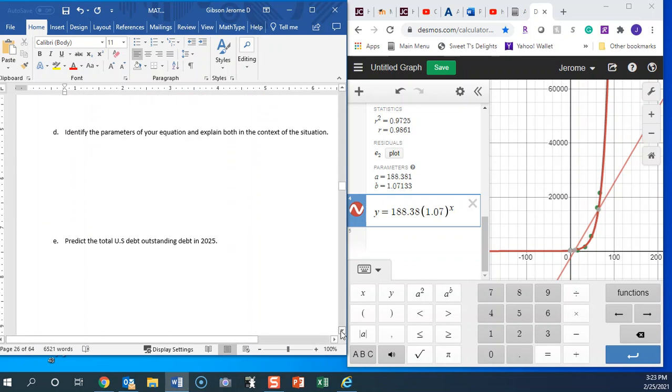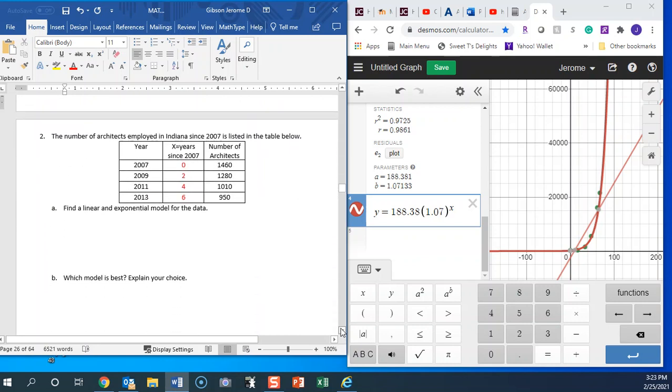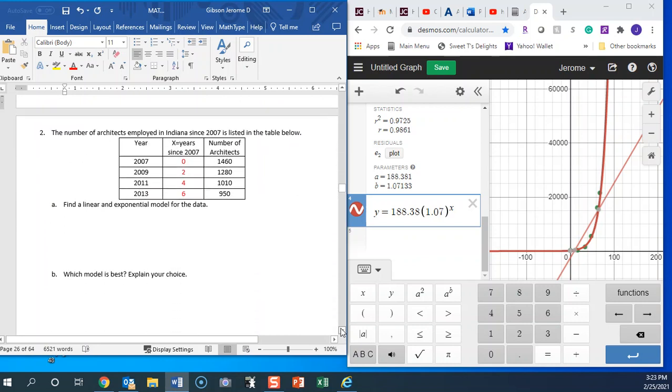Your second question was number 2, and you asked about 2A. Okay, it says the number of architects employed in Indiana since 2007 is listed in the table below. X is years since 2007, so that'll be 0, 2, 4, and 6. Now they have the number of architects, which we see here. Now it tells us to find a linear and exponential model for the data.